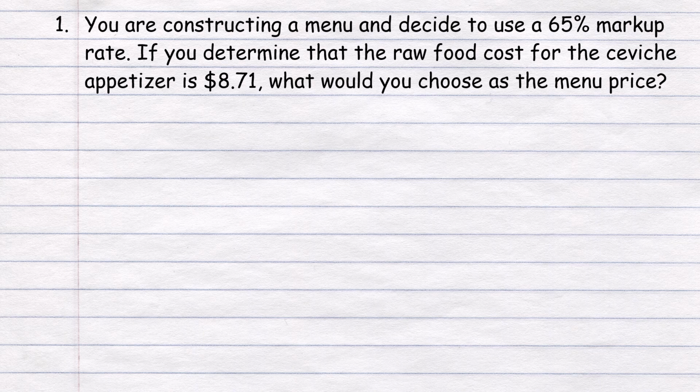Okay, so now that we've discussed a few different methods for calculating menu pricing, let's work through a few examples. So this first one, you're constructing a menu and decide to use a 65% markup rate. If you determine that the raw food cost for the ceviche appetizer is $8.71, what would you choose as the menu price? Well, we talked about three different methods in the previous video for finding menu price. Which one do we use?